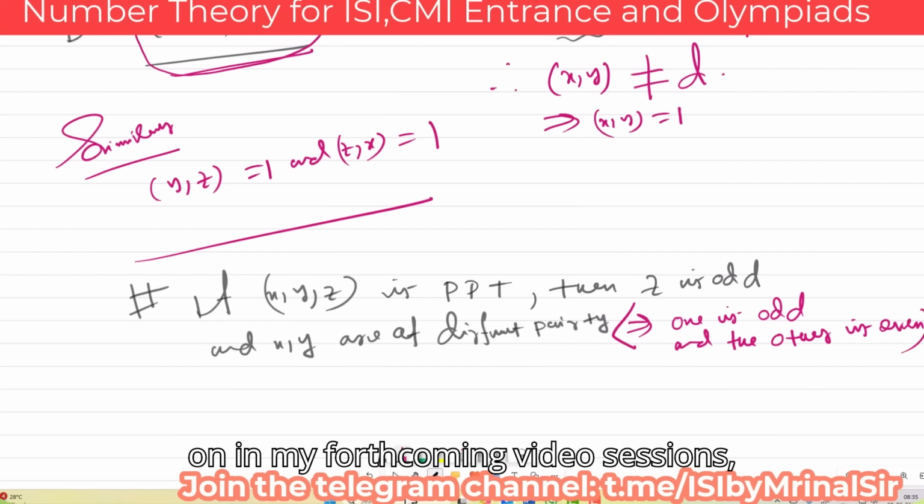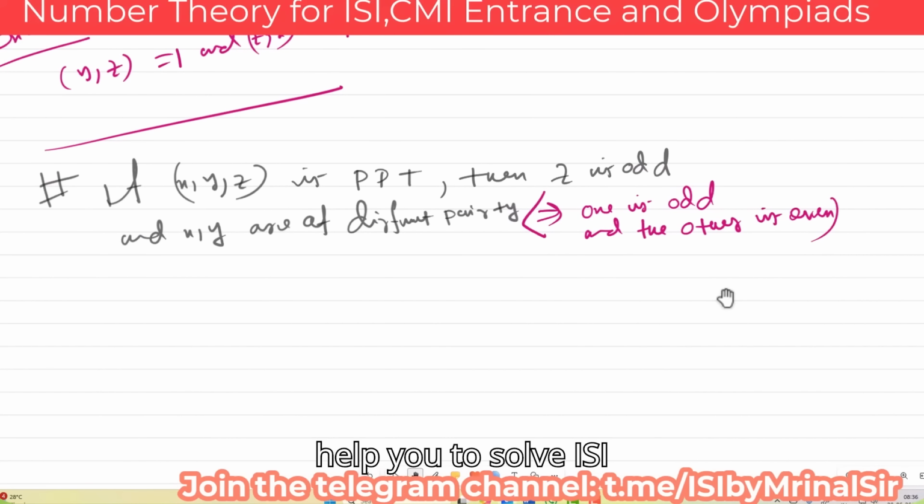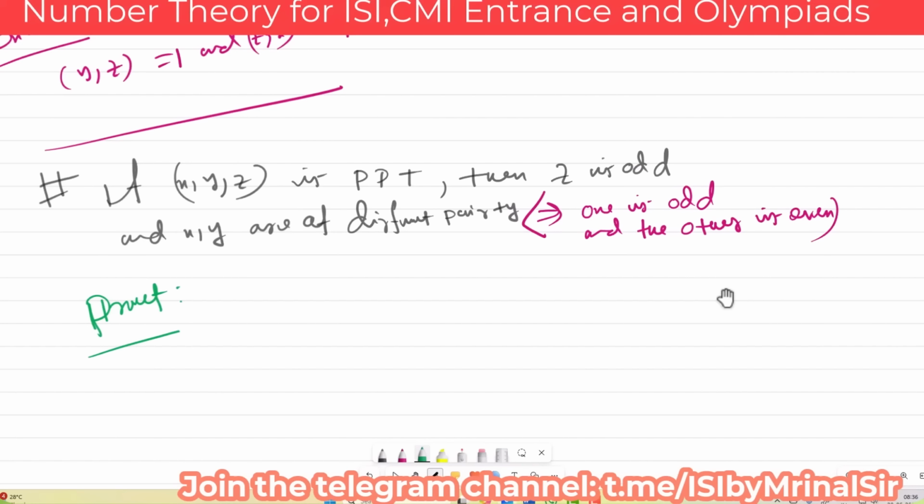And later on in my forthcoming video sessions, I'll show you how this will help you to solve ISI CMI problems very fast, and some Olympiad sums also. Okay, let us prove this first: if x, y, z is a PPT, then z must be odd.